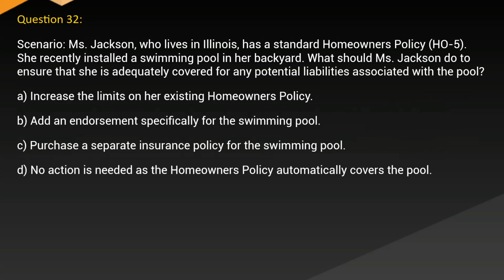Question 32. Scenario: Ms. Jackson, who lives in Illinois, has a standard homeowners policy HO5. She recently installed a swimming pool in her backyard. What should Ms. Jackson do to ensure that she is adequately covered for any potential liabilities associated with the pool? A. Increase the limits on her existing homeowners policy. B. Add an endorsement specifically for the swimming pool. C. Purchase a separate insurance policy for the swimming pool. D. No action is needed as the homeowners policy automatically covers the pool.